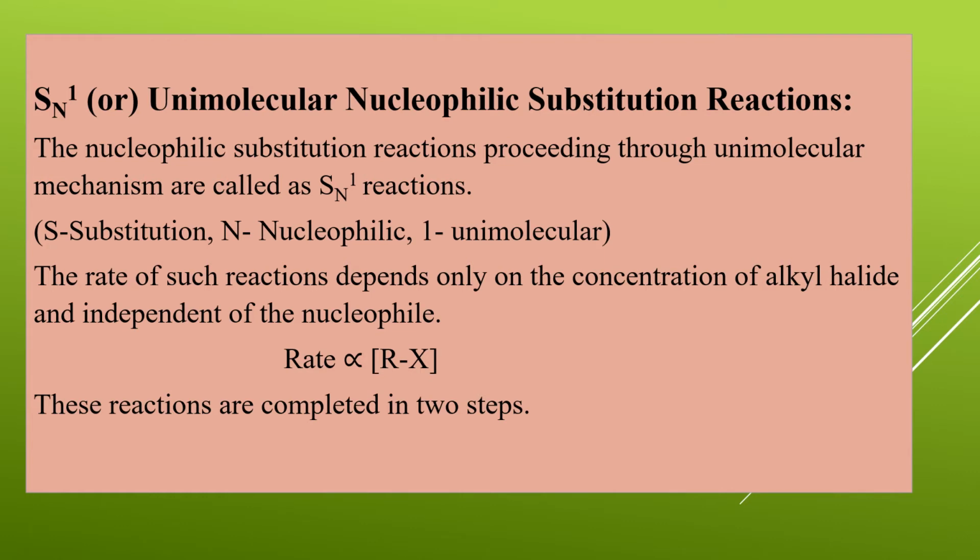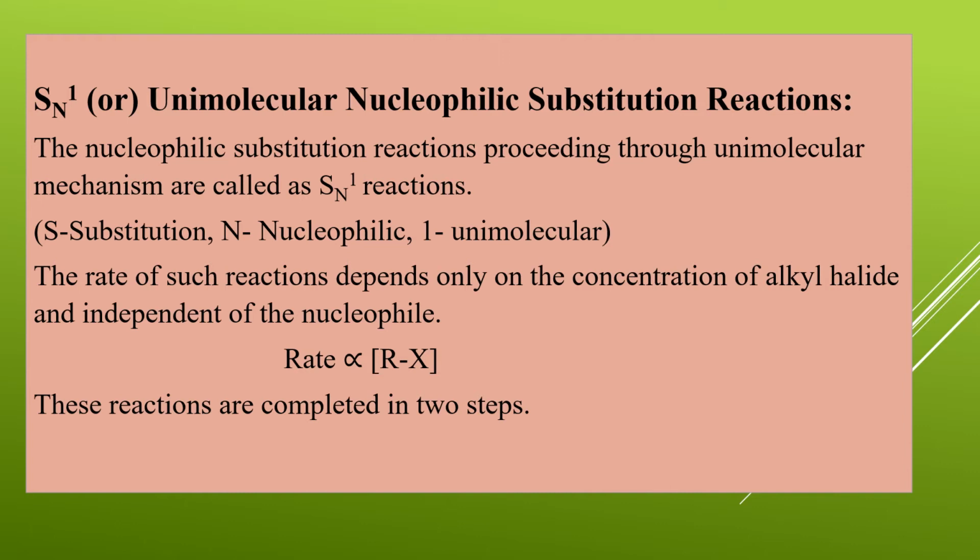First, we will see SN1 reactions. These can also be called unimolecular nucleophilic substitution reactions. What are they called, students? Unimolecular nucleophilic substitution reactions. Now, what are these SN1 reactions? Nucleophilic substitution reactions which proceed through a unimolecular mechanism. Underline that point, students. The nucleophilic substitution reactions which proceed through a unimolecular mechanism are called SN1 reactions.